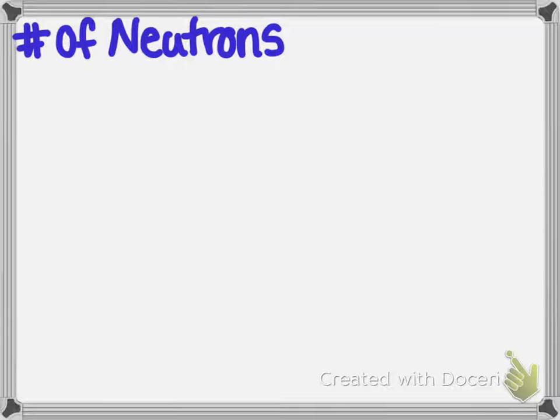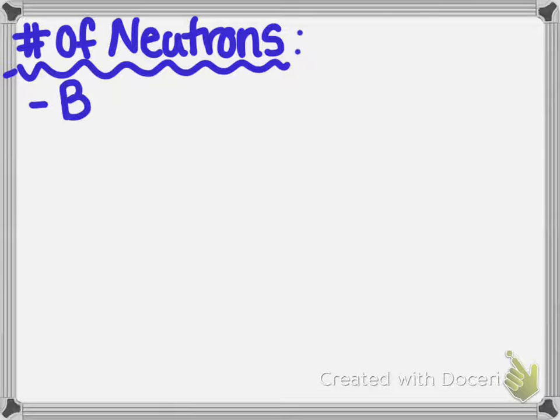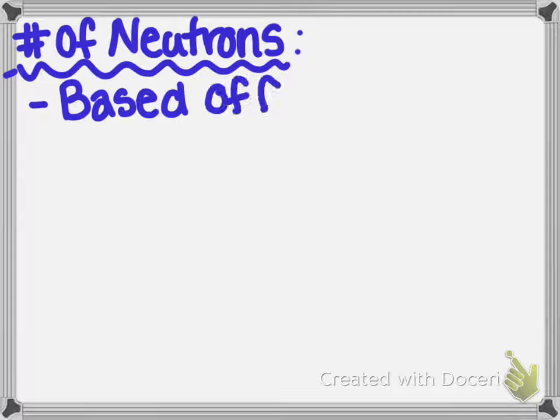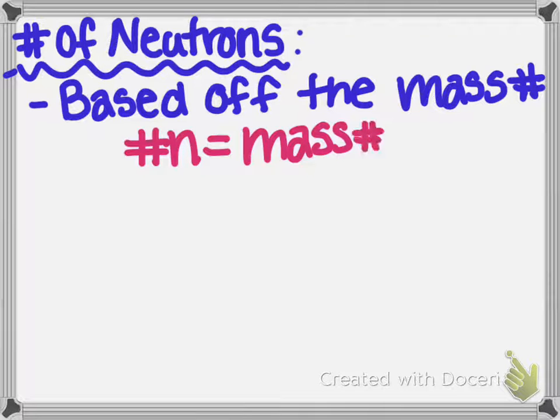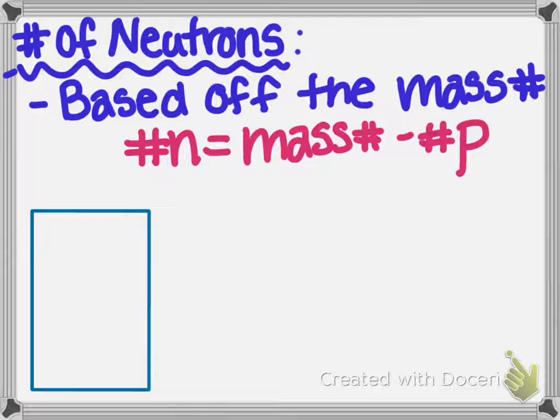Okay, next, number of neutrons. So we have some struggles with this one, and I think it's because we don't always remember the equation. So you have to remember that number of neutrons is based off the mass number. So that's what's going to change. The number of neutrons equals the mass number minus the number of protons. So you're going to have to subtract the number of protons from the mass number to find your number of neutrons.